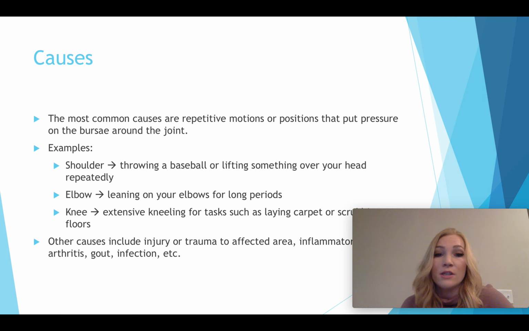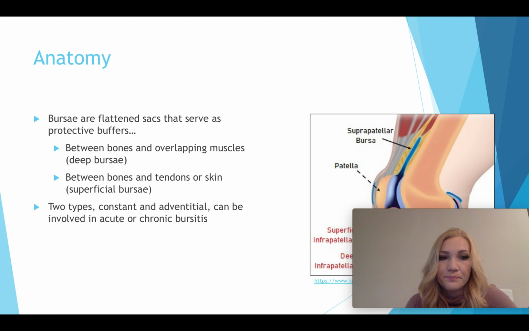Other causes that don't include repetitive motions or positions that put pressure on the bursa include injury or trauma to the affected area, inflammatory arthritis, gout, infection, etc.